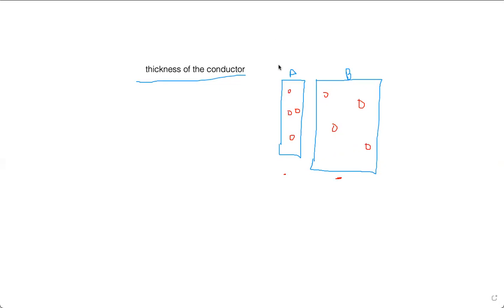If you just think about it logically, car A would take longer because the traffic here is more congested. It's going to take more time to reach the end point because the road is very small. But car B, on the other hand, since the road is so big, the traffic is spread out, the cars are spread out. So it's just going to easily get to the end point in less time. So if the thickness of the conductor is more, then there's less resistance. If the thickness of the conductor is less, there's more resistance. So an inverse proportion.